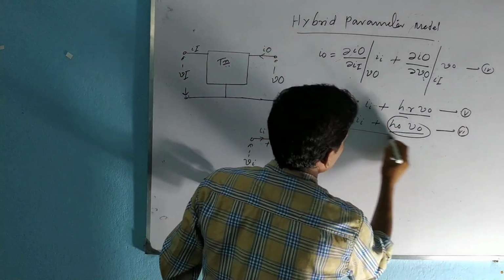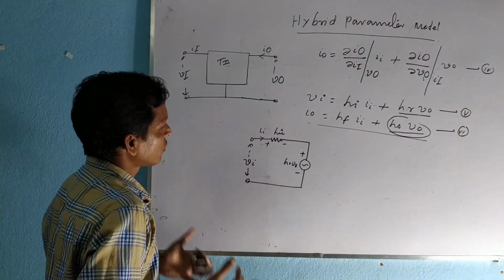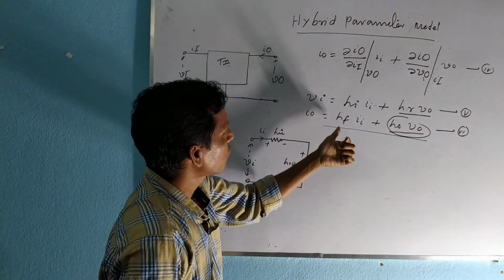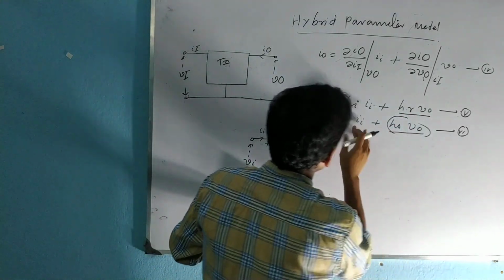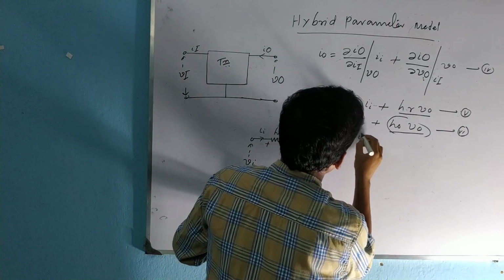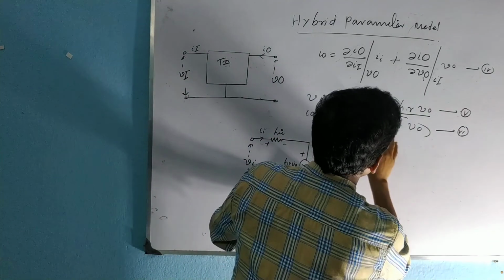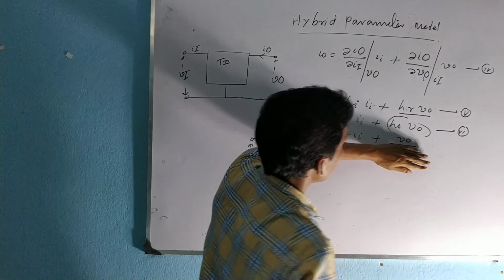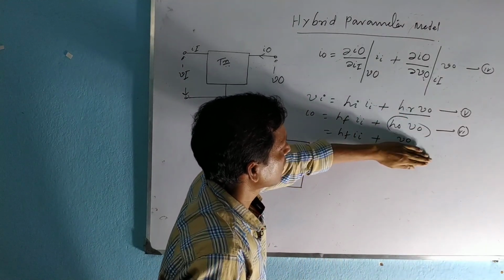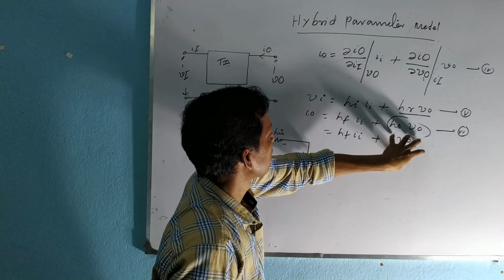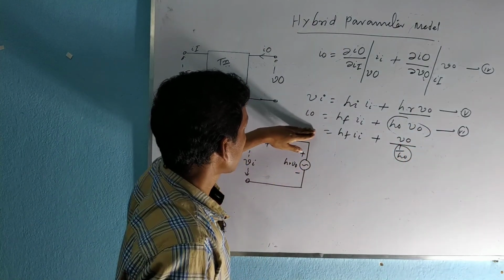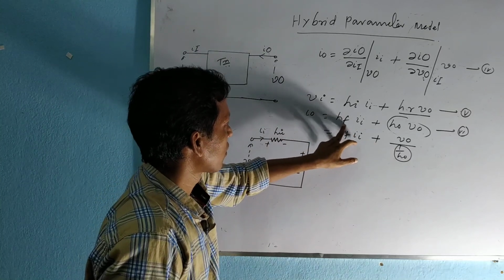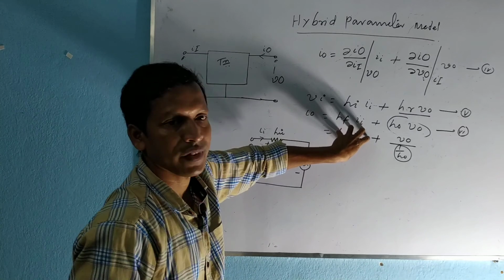Now from equation 6 we can also draw a circuit. Here IO is divided into two parts. This equation can also be written as HF II plus VO by 1 by HOE. 1 by HOE is an impedance, so voltage by impedance means it will be a current. Since this is the equation of a current, and here there is already a current, it must be a constant, so there is a current source.